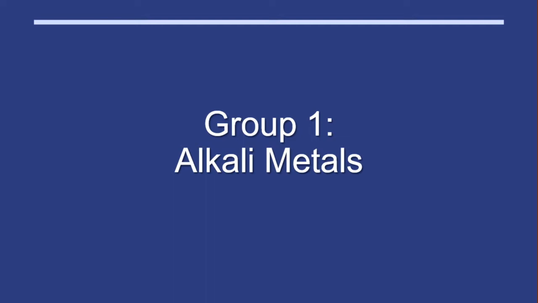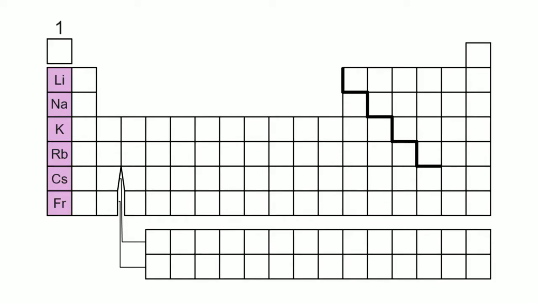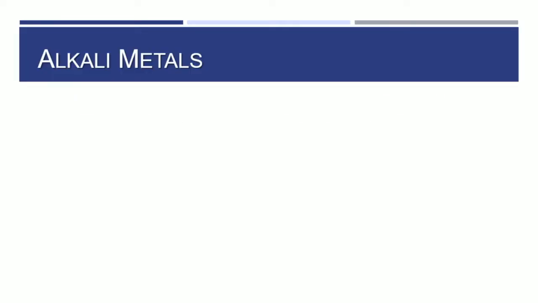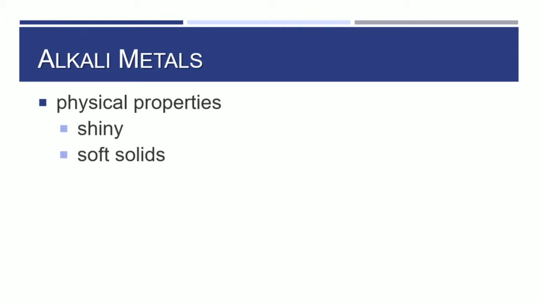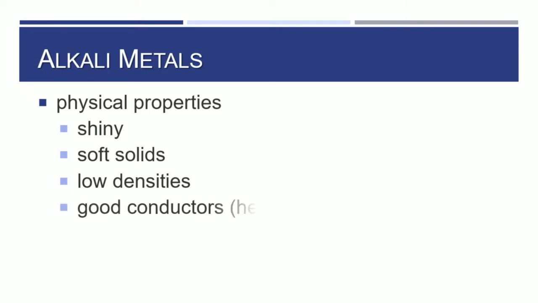Next, we're looking at group 1A, the alkali metals. There they are. Notice that's everything underneath hydrogen. Alkali metals. What are their physical properties? Shiny, soft solids, low density, so they're not really heavy. They're very good conductors of heat and electricity.